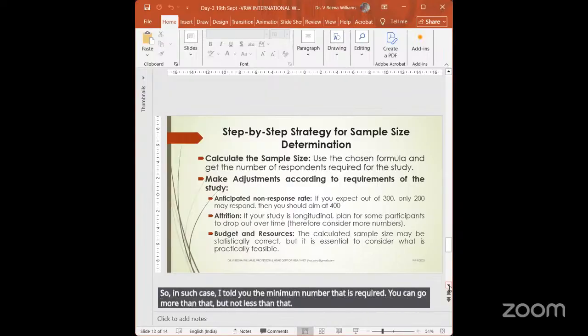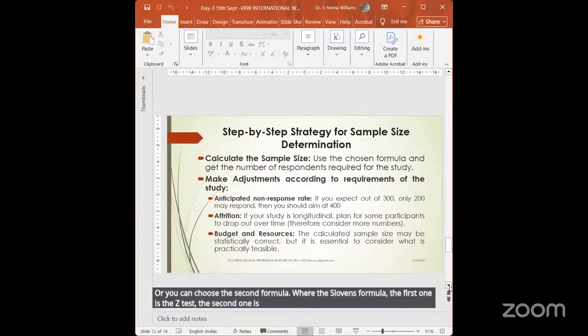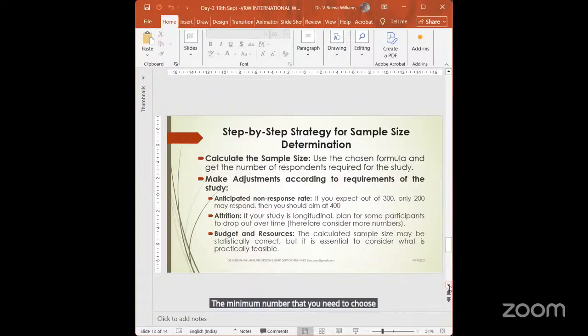That's the meaning. Or you can choose the second formula, Slovin's formula. The first one is the Z-test, the second one is Slovin's formula, where you know the number of respondents. Like I said, a company, you know that there are 300 employees. So out of that, the minimum number that you need to choose for your sample size.